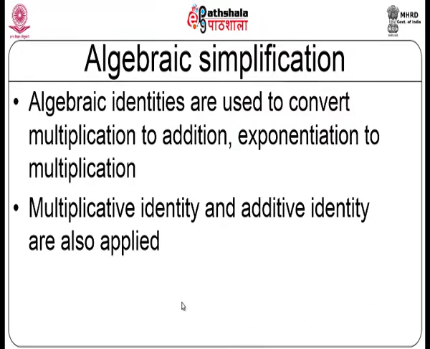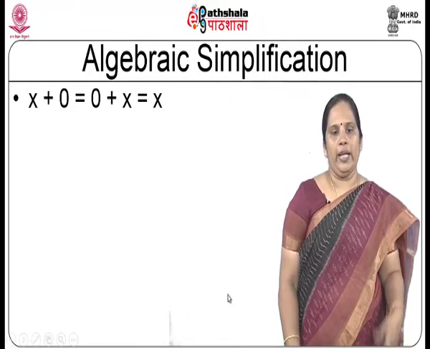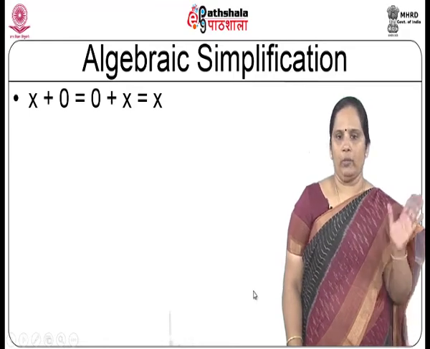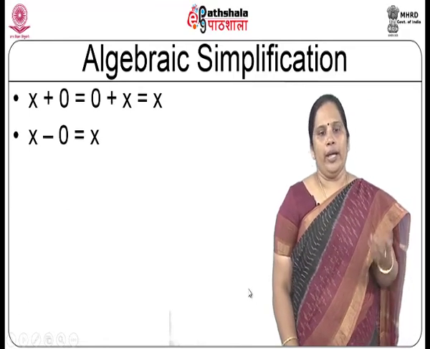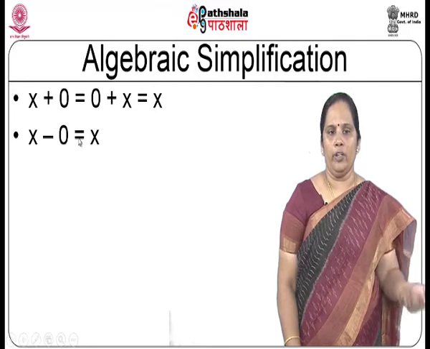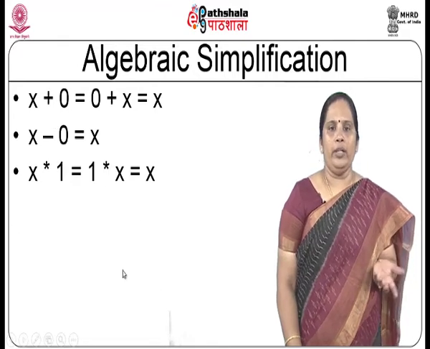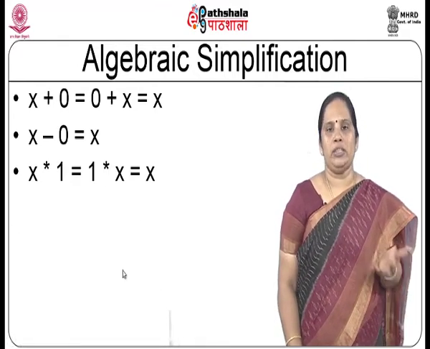And you can also apply multiplicative identity and additive identity operations basically. So, x plus 0 is equal to 0 plus x is equal to x. We can look at x minus 0 is equal to x, so you need not even do this computation. x into 1 is the same as 1 into x, which is nothing but x itself.